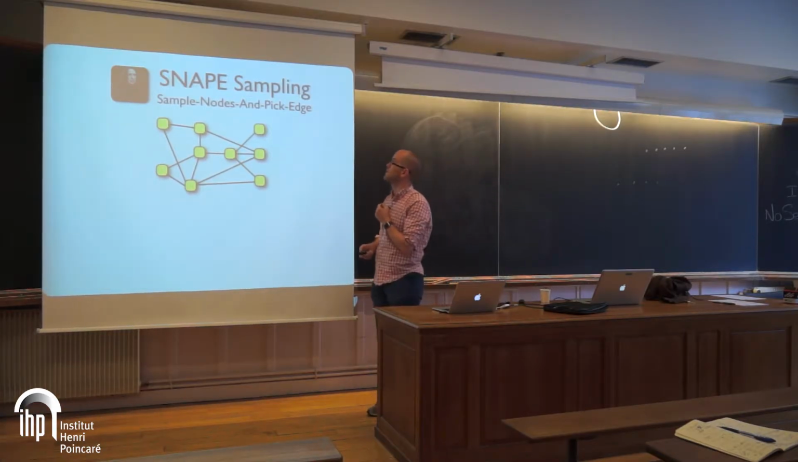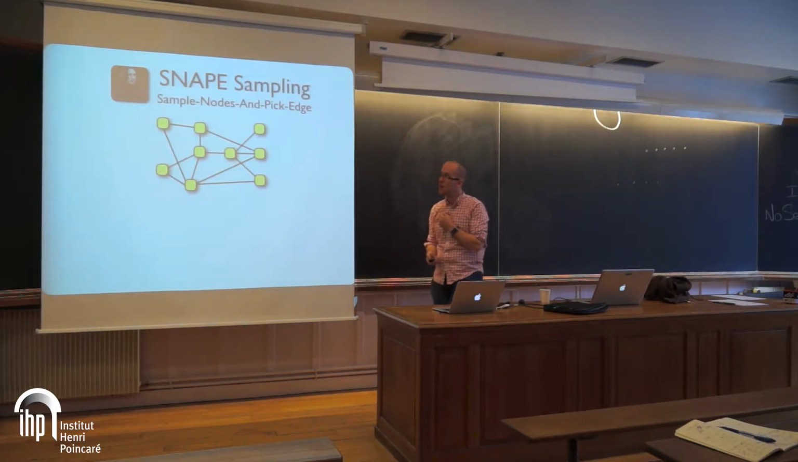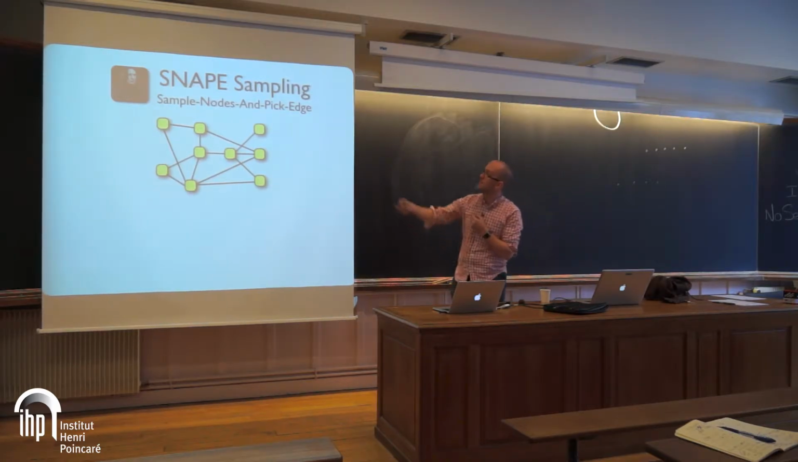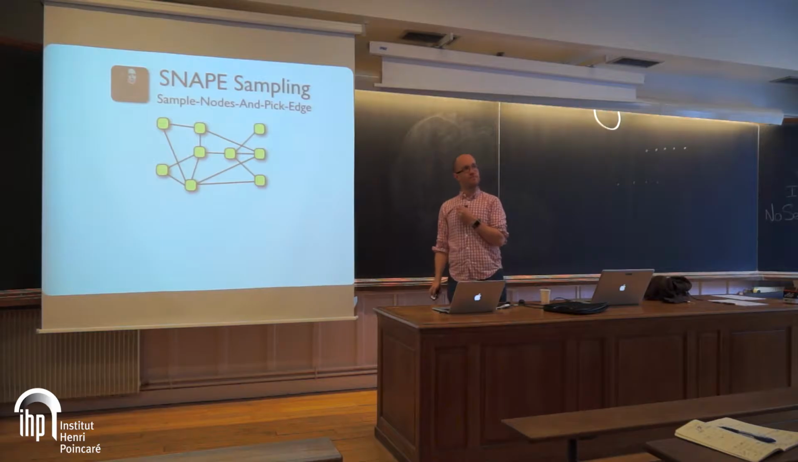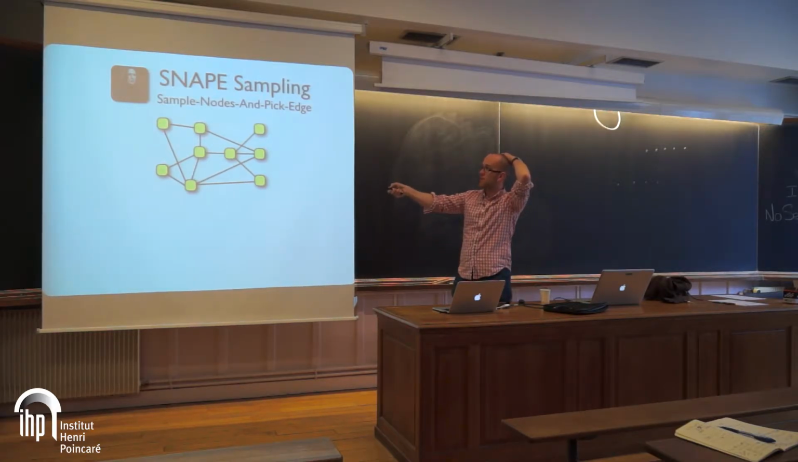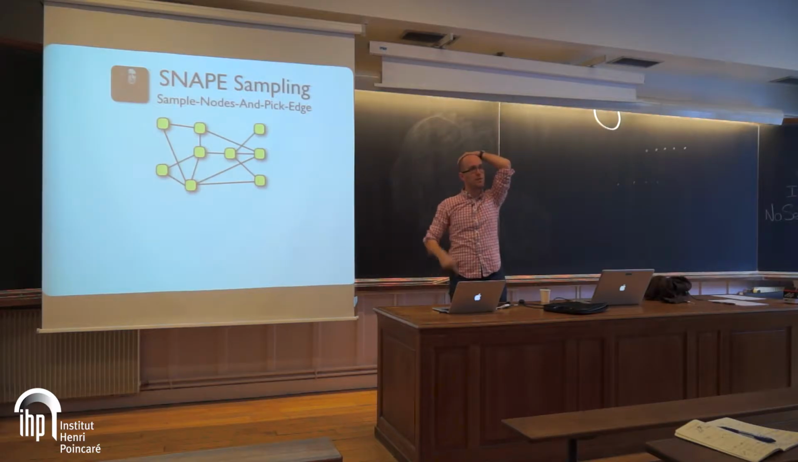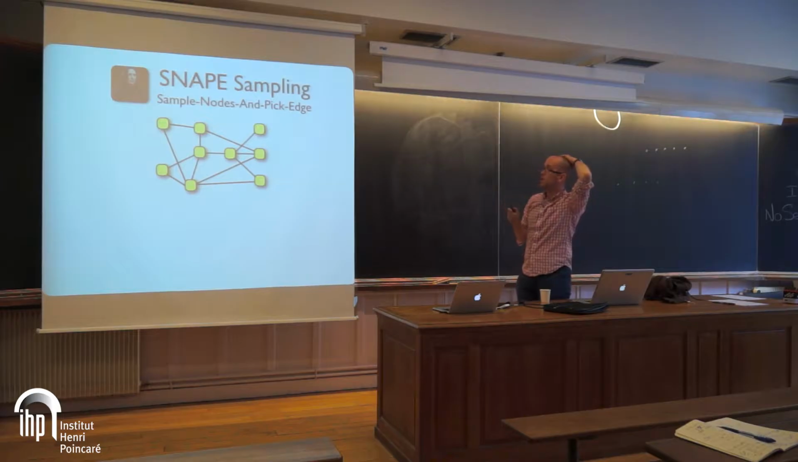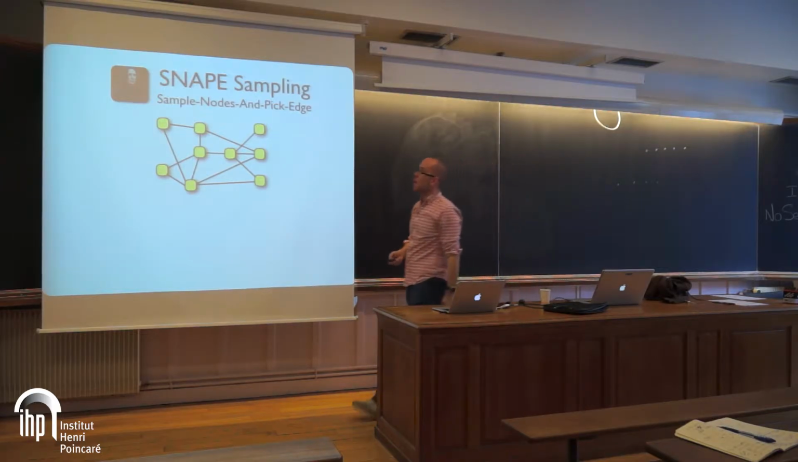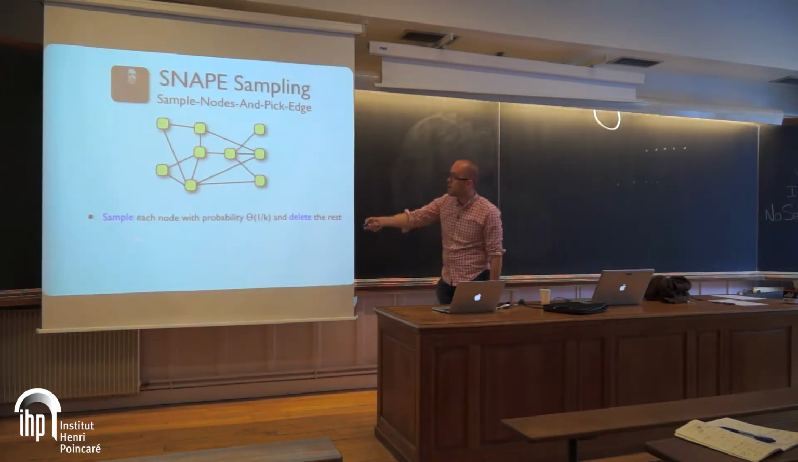Okay, so the small matching result, I said, was going to be based on sampling. So let me show you how this works. This is not a name we gave in the paper. It's a name I've used for a couple of talks in the past. The name is what it is. We'll call it SNAPE sampling. SNAPE stands for sample node and pick edge.